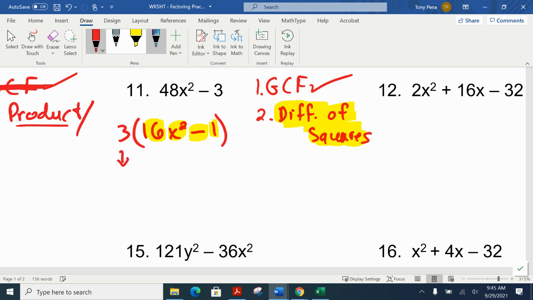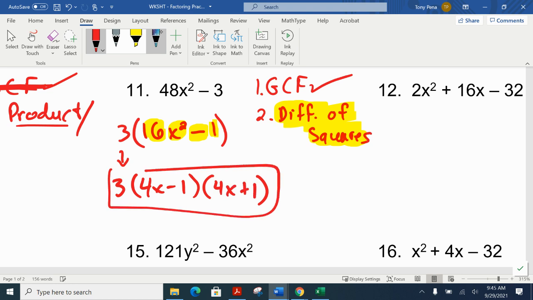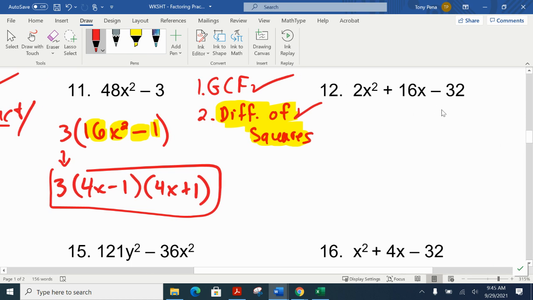The 3 that we pulled out at the beginning still comes down. And then now we do our little pattern for a difference of squares. Armando, what do you got? 4x minus 1, 4x plus 1. Good. 4x minus 1, 4x plus 1. This is our simplified answer. We were able to do both of them in this problem. All right. Good. Okay, 12. So usually for 12.